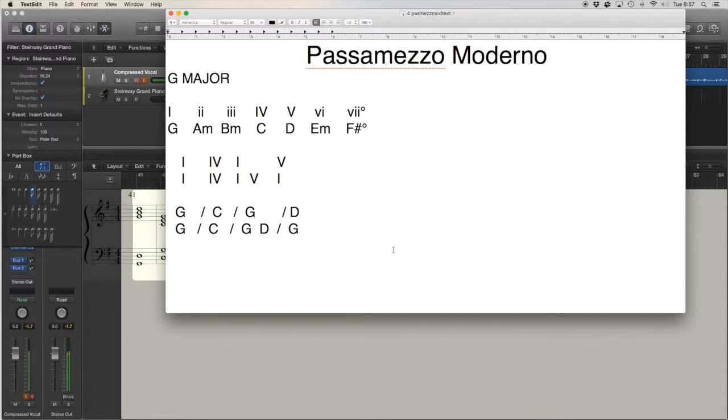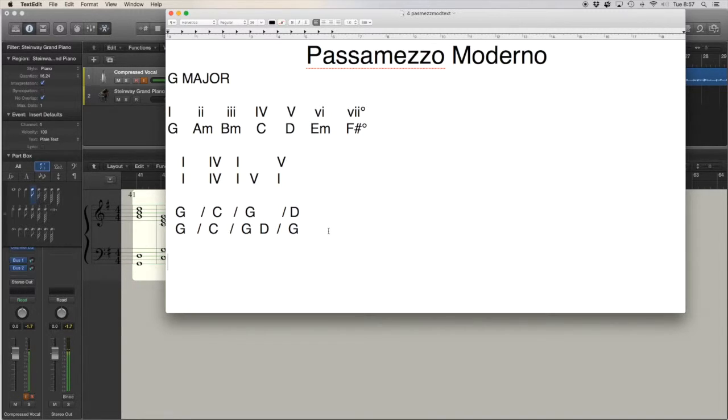This one is very straightforward, 1-4-1-5, 1-4-1-5-1, and it's worth noting that when you hear it, it will sound like every bloody folk song you've ever heard.